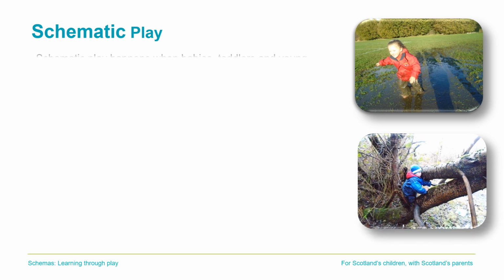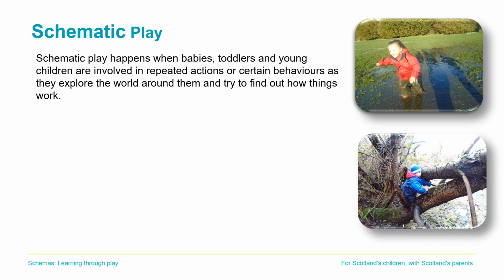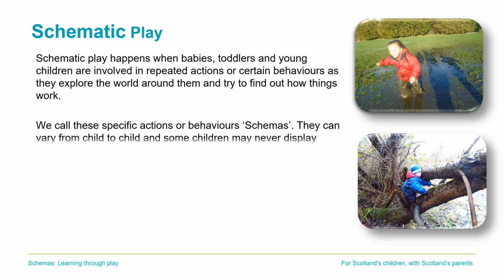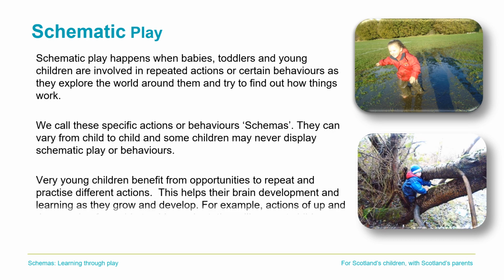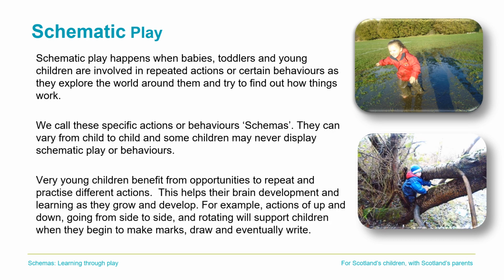Schematic play. Schematic play happens when babies, toddlers, and young children are involved in repeated actions or certain behaviours as they explore the world around them and try to find out how things work. We call these specific actions or behaviours schemas. They can vary from child to child, and some children may never display schematic play or behaviours.